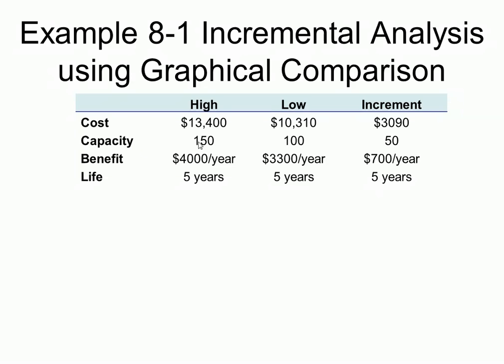We have capacity: the high initial cost alternative has a capacity of 150, while the low has a capacity of 100. So the increment is 50. The annual benefit for the high cost alternative is 4,000 per year, for the low cost it is 3,300 a year, and the useful life is always 5 years.